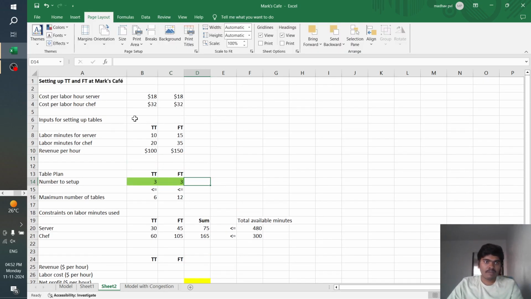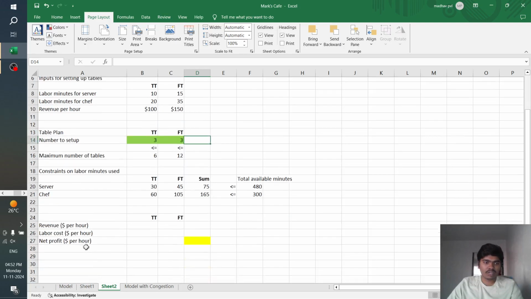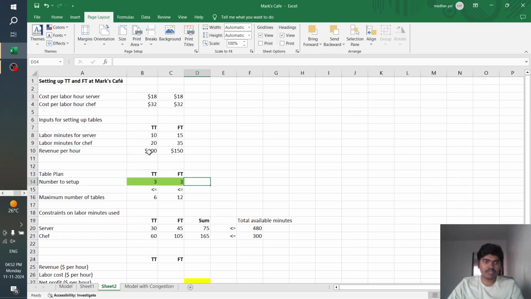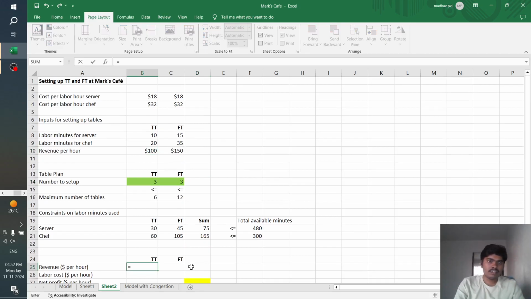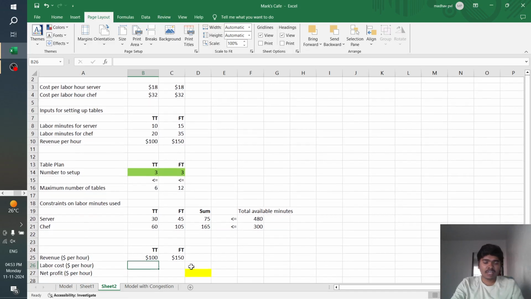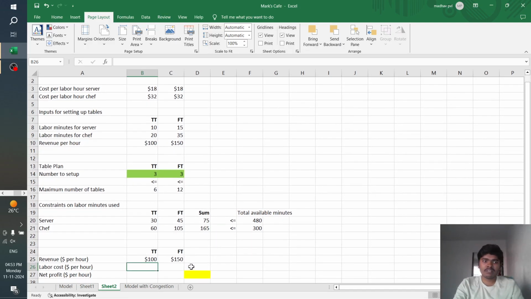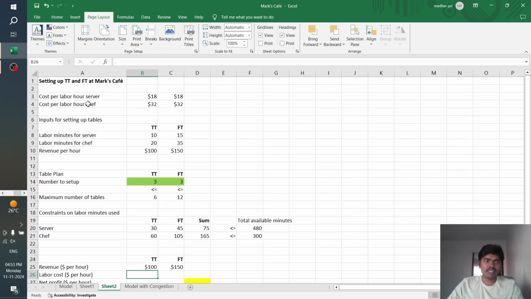Then the revenue is already given, so the revenue in dollars per hour is already given over here and we can directly consider this. Even for the four table, it is given over here. If we need to calculate the labor cost, we can see the cost per labor hour is 18. Here we were calculating the whole thing in minutes, so we need to convert them to per hour, because our constraint is in hours.